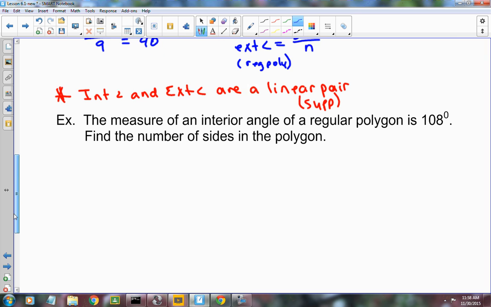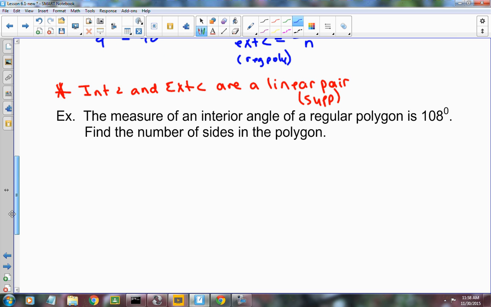So with that in mind, our next example says that the measure of the interior angle of a regular polygon is 108. Find the number of sides in the polygon. Okay, now there's two different ways this one can be done. I'm going to show you the shorter way. If you look in your book, they do it the long way. That's not my favorite way to do it. If all I know is the interior angle, right? And I'm trying to find the number of sides. What can I find knowing the interior angle?